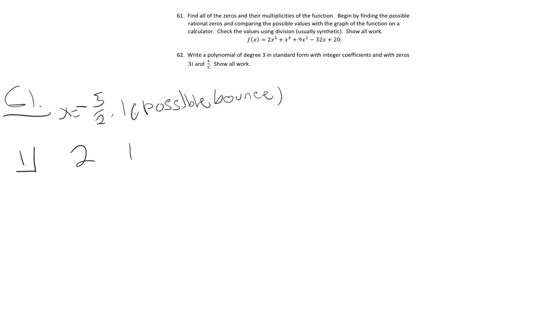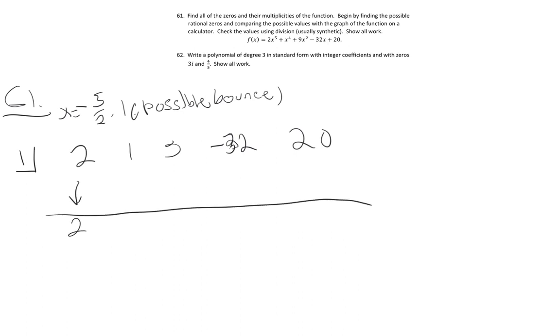So we write down our coefficients. That's a disgusting 3 and 20. Okay. And as always, we drop the first one. We multiply by the root every time. We add. 12, -20. Okay, so 1 is a root.